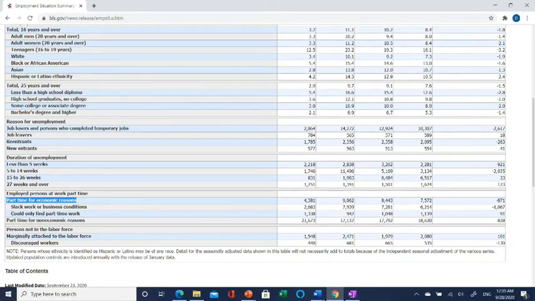Another important item here on this table is discouraged workers. Remember, discouraged workers are those who were unemployed, who were actively seeking a job, but they become discouraged. They stop looking for a job and they leave the civilian labor force. Now they're not in labor force.